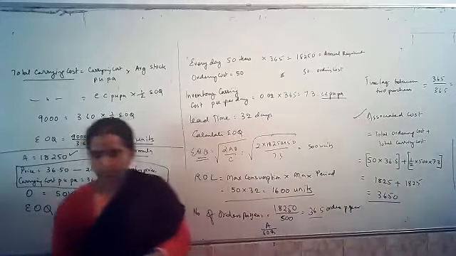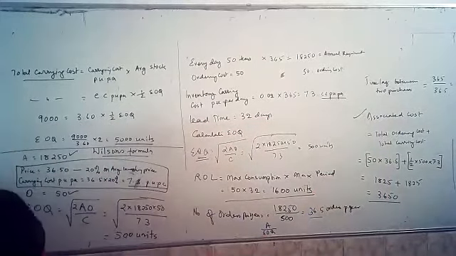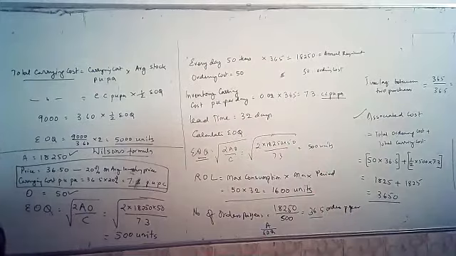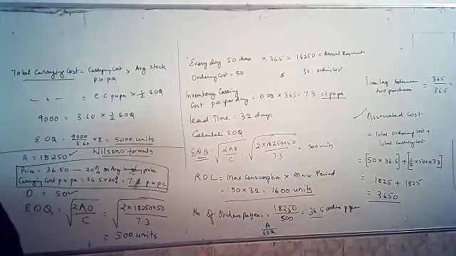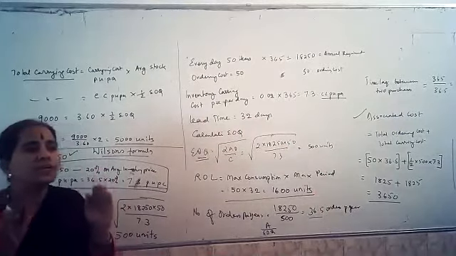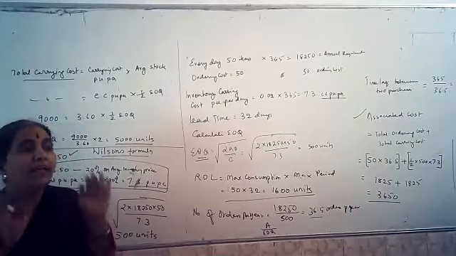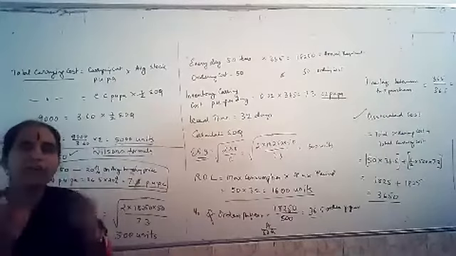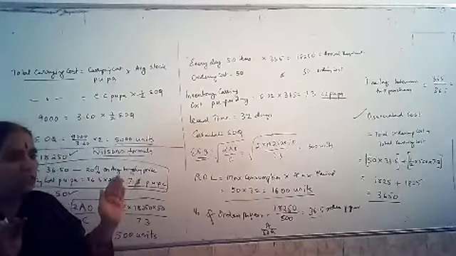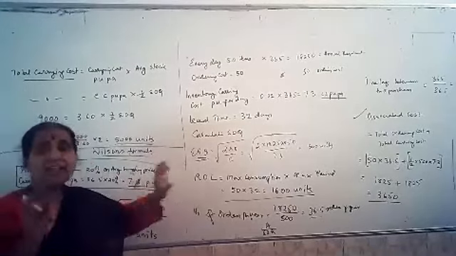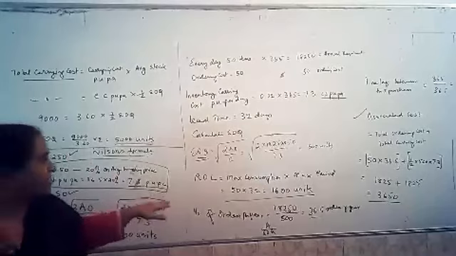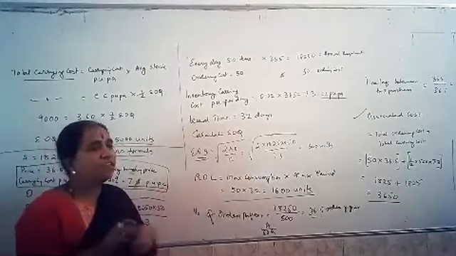So how did I find out the associated cost? Associated cost is equal to total ordering cost plus total carrying cost, which will give me the total associated cost. Associated cost does not include the price of the material. We include only ordering cost and carrying cost. We do not include the price of the material in this particular case. So this is your associated cost.